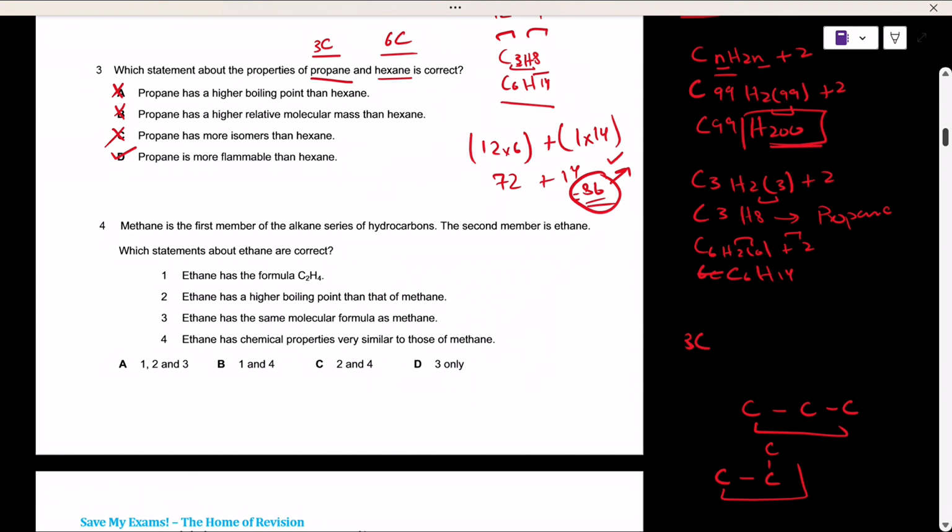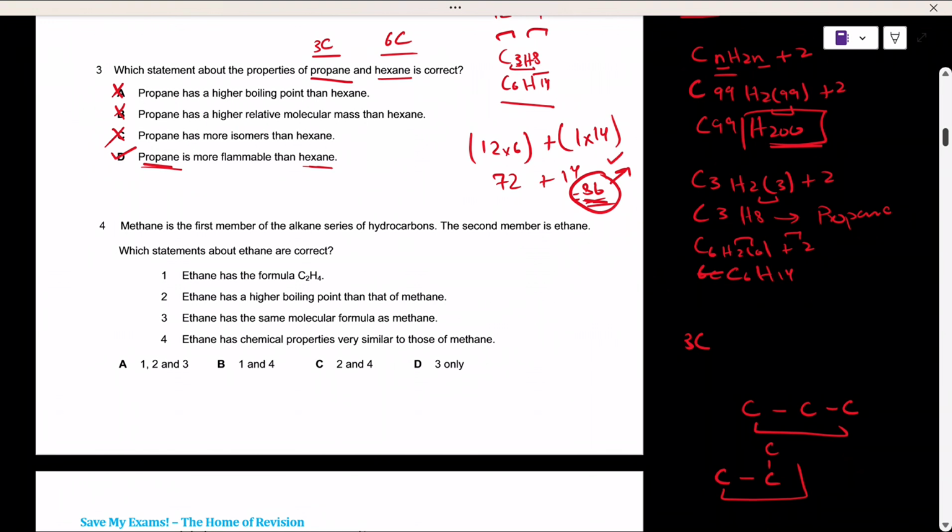Okay, that's the idea. And the reason behind this is why propane is more flammable than hexane, because hexane is a heavier molecule. We just discussed that, right? Propane is not a heavier molecule. And there is another reason. Basically there are two things here: volatility and flammability.